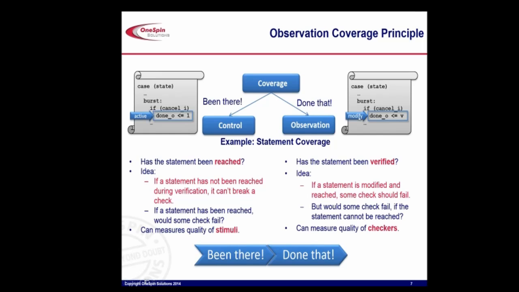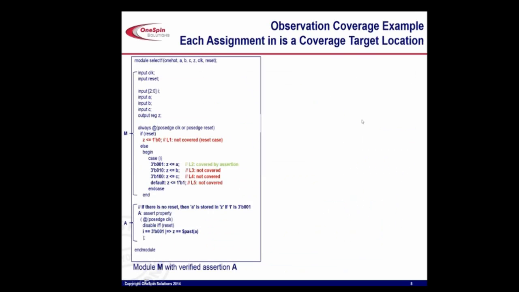In this case, the observation coverage metric that I'm going to show you here is the quantify metric in OneSpin, where we actually replace the right-hand side of each of the statements with a free variable and check whether you break any of the assertions. This way, we can measure the coverage that you achieve by the assertions that you write. So instead of just asking, have you been there, we also ask, what have you done there? So you really want to have both. You want to be there and you want to do something. And in this case, it means you want to exercise code and you also want to check whatever happens when you do that.